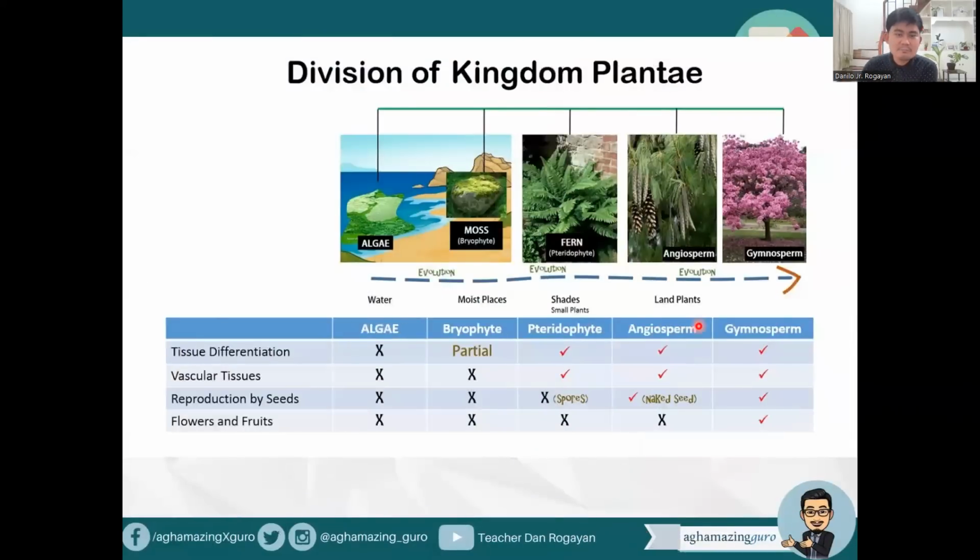So next. For the division of kingdom Plantae, nakita naman na natin to. So we also have algae. Algae are actually plant-like protists. Okay? So for the tissue differentiation, partial lang for the bryophytes. We also have the gymnosperms, which are usually reproduced by seeds, flowering, and fruit bear. Okay? So pag tanong sa board exam, anong family ang mga ferns, they actually belong to pteridophyte family. Pag moss, bryophyta or bryophytes.